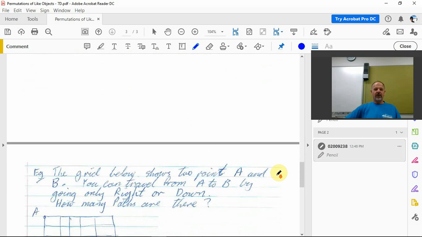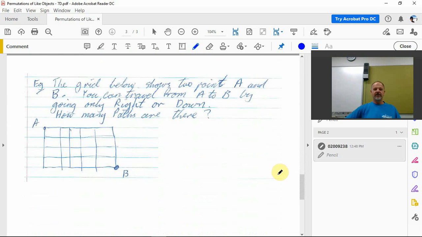Here's another way that we can apply that. The grid below shows 2 points A and B. You can travel from A to B by going only right or down. So I can go from here to there, I can keep going right, I can keep going down. But if I'm here, I can't go that way. I can't go left, I can't go back up. So to get from A to B, I've got to go 5 lots to the right and 4 lots down.